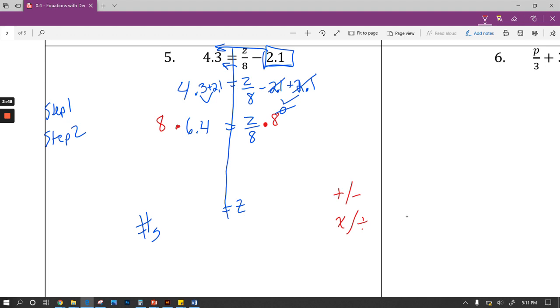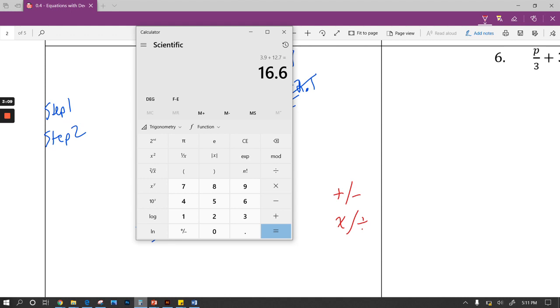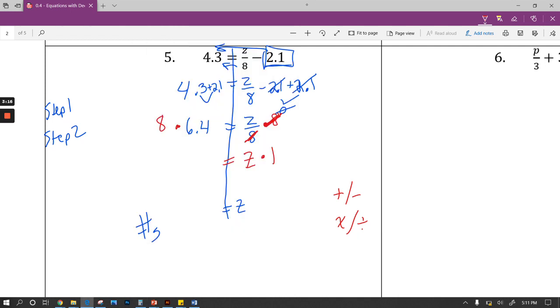On the right side of the equation, we have z divided by 8 times 8. Since the times 8 divided by 8 undo each other, those just cancel out, which gives us z times 1. Now on the left side of the equation, we have 8 times 6.4. So let's go ahead and type that into our calculator again. 8 times 6.4. That gives us 51.2. So 51.2 is equal to z times 1.